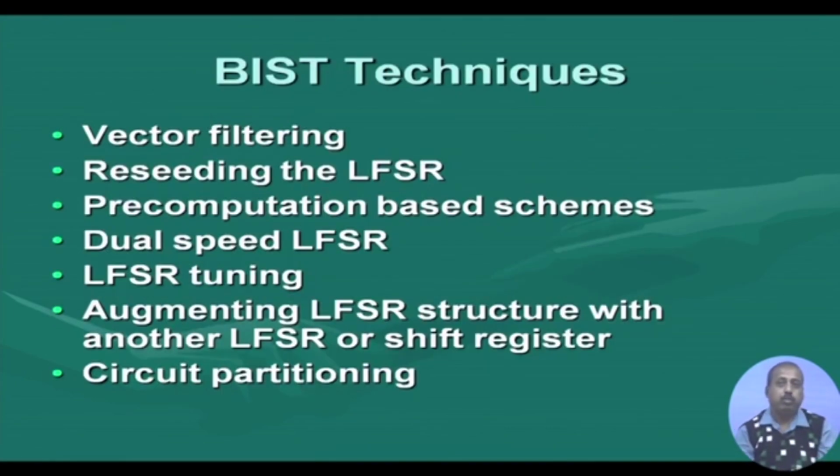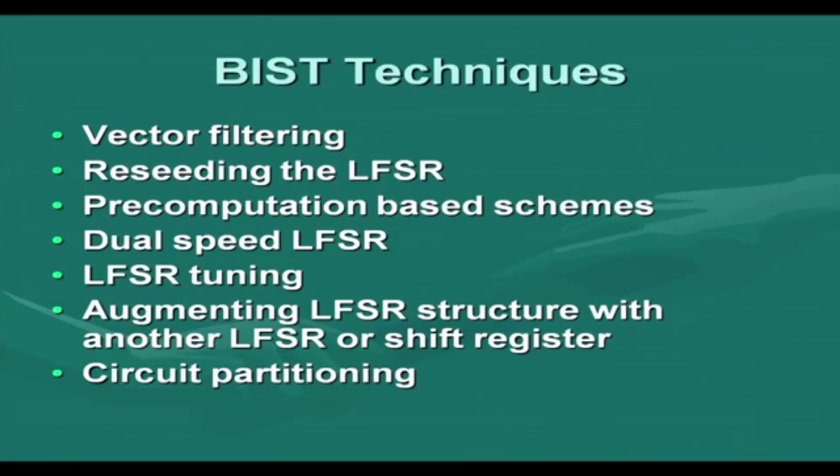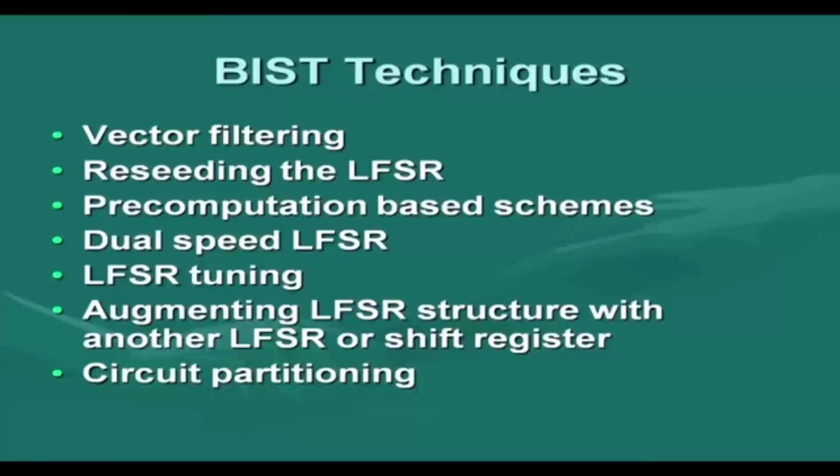So, how can we control this extra power consumption? There are several techniques. One is known as vector filtering. We can do a reseeding of the LFSR. We can have some pre-computation based schemes. We can have dual speed LFSR. We can do some tuning of LFSR. Then we can do some augmentation to the LFSR structure with LFSR and shift register, or we can do a circuit partitioning. So, these are the various techniques that have been suggested in the literature for power reduction in BIST.